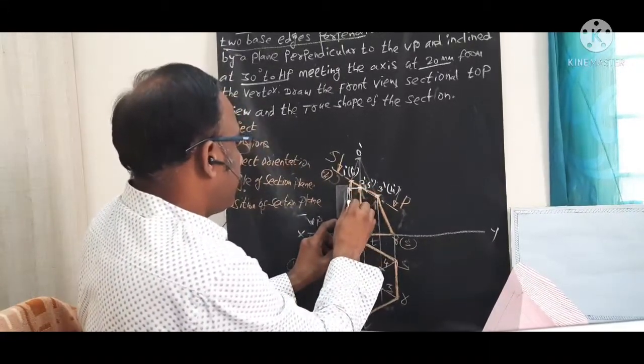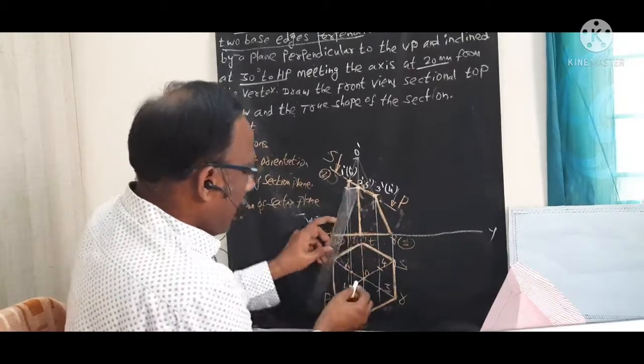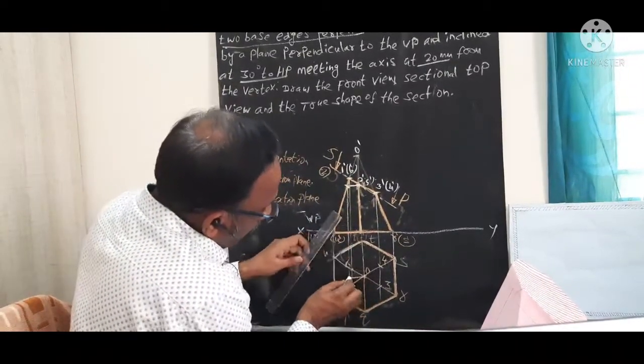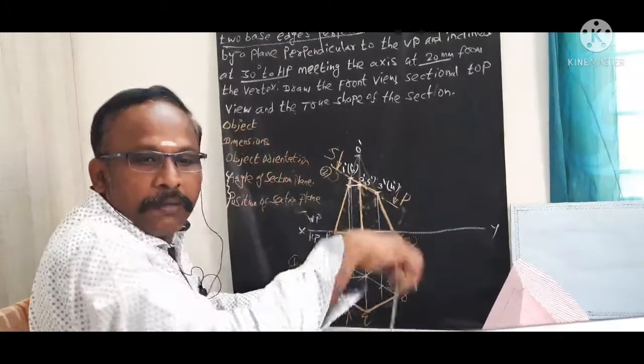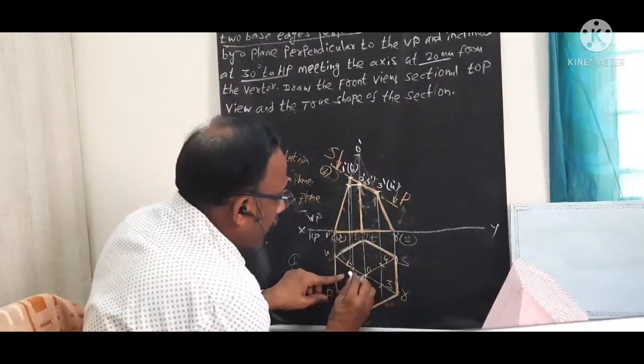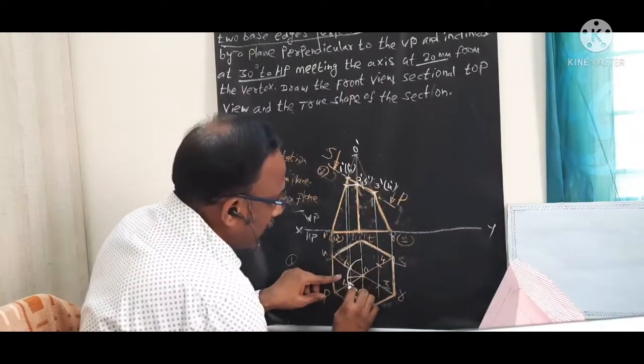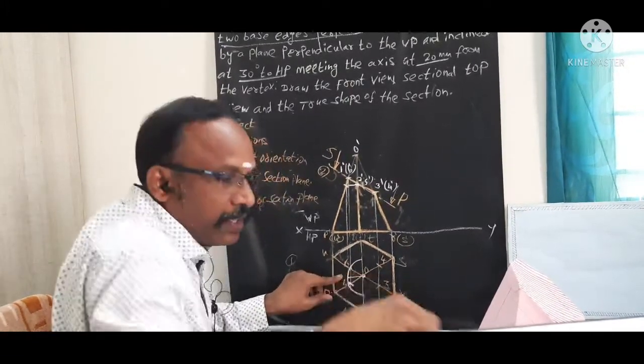Draw the vertical line and draw one horizontal line from this O point. Take this point as the center. By using compass, you need to draw one arc like this. Semicircle. You need to draw one semicircle by using compass for this distance.